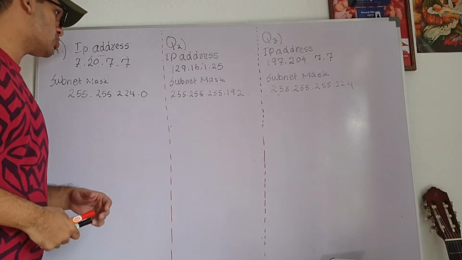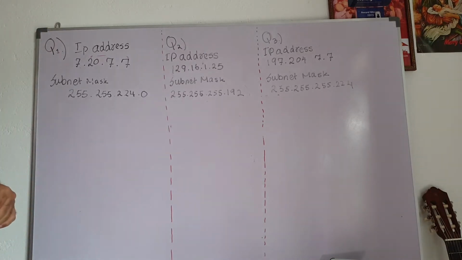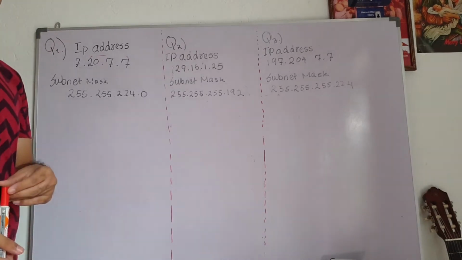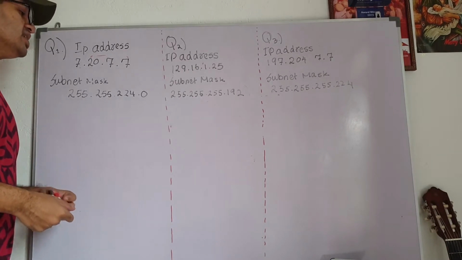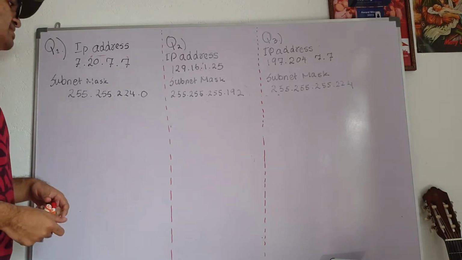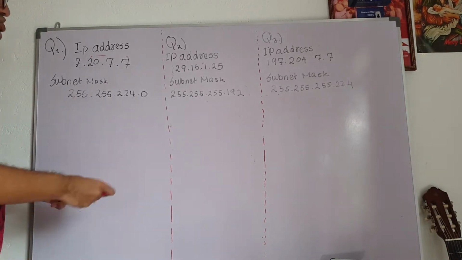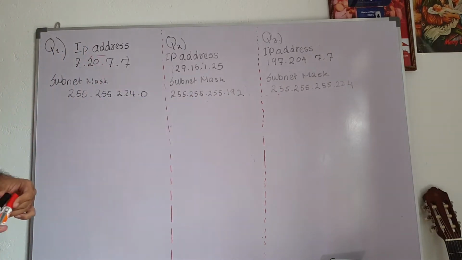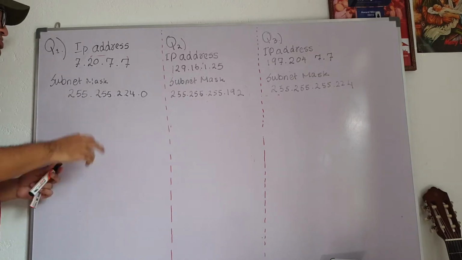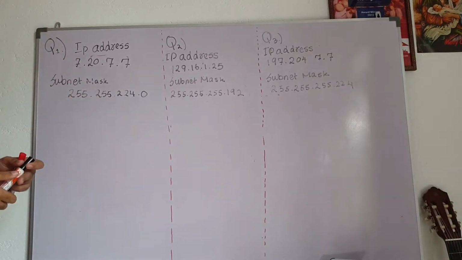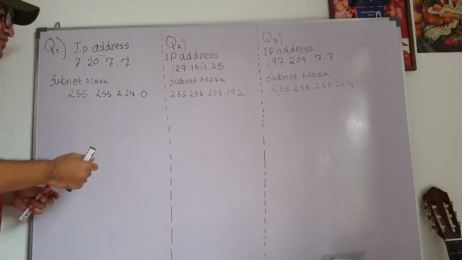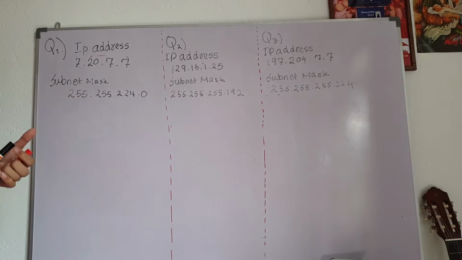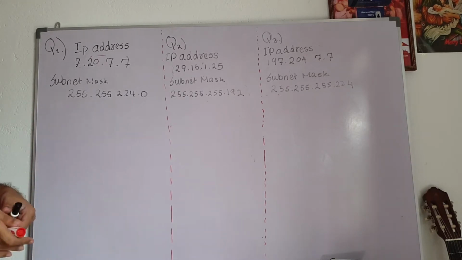Today we are going to discuss some questions in which we need to find the number of hosts and the number of subnets given an IP address and a subnet mask. In these two questions, we are going to work this out and obtain the answers step by step. In question number 1, we are going to find the number of hosts first and the number of subnets second. You can change the order in whichever way you want.